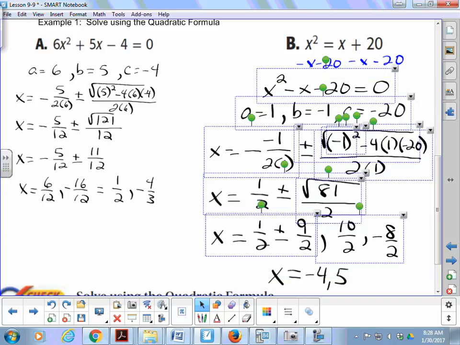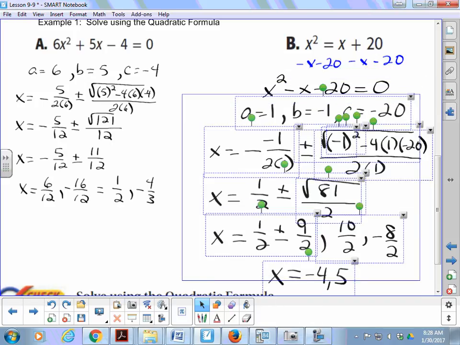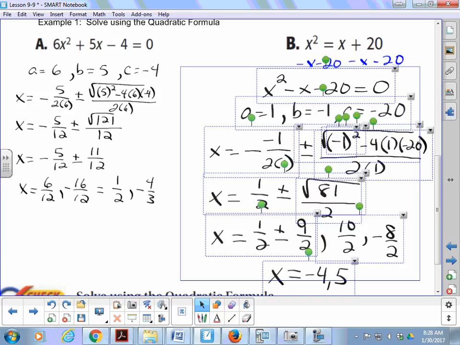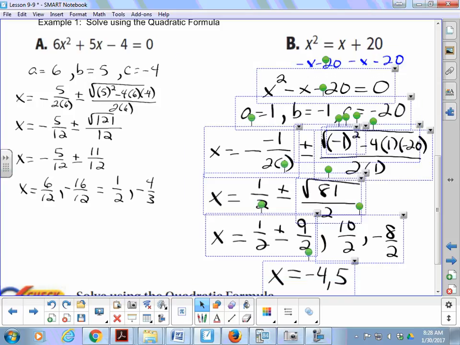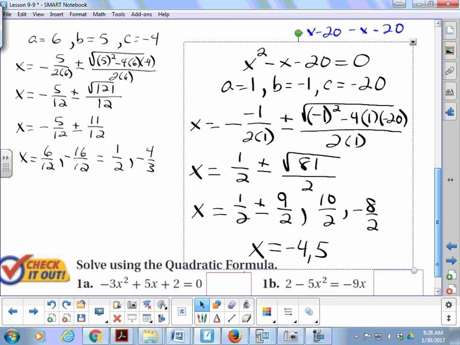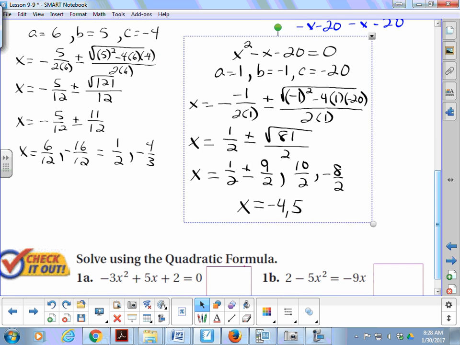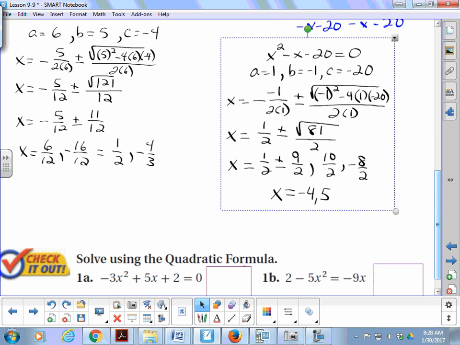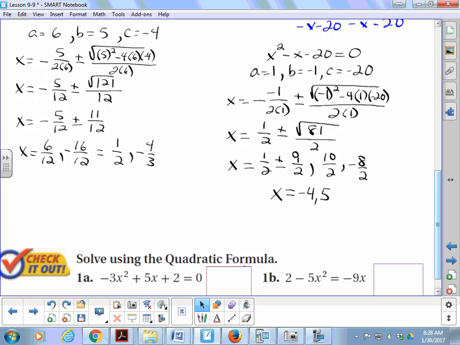Now, once again, you could check your answer by graphing this. We would graph what we've done here once we've moved it. But we verified it already by factoring, so you don't necessarily have to, but I would usually check my answer. All right, let's go on then.